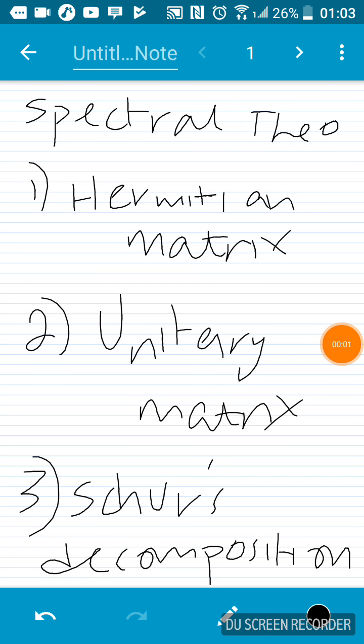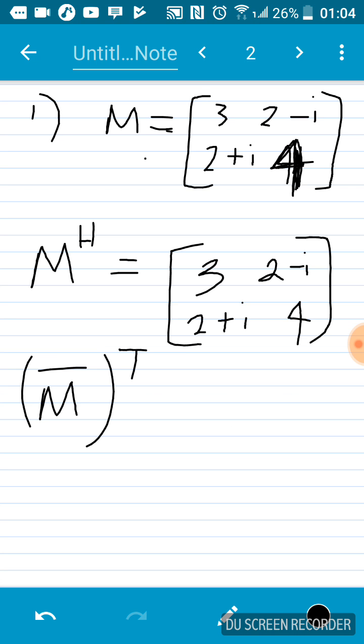Before understanding what the spectral theorem is, we need to understand the following ideas: what a Hermitian matrix is, what a unitary matrix is, and what the Schur decomposition is. A Hermitian matrix is when the conjugate transpose of a matrix is equal to the matrix itself, such as this example, where M is equal to [3, 2+i; 2-i, 4]. The conjugate and transpose of it gives the same matrix, as you can see.